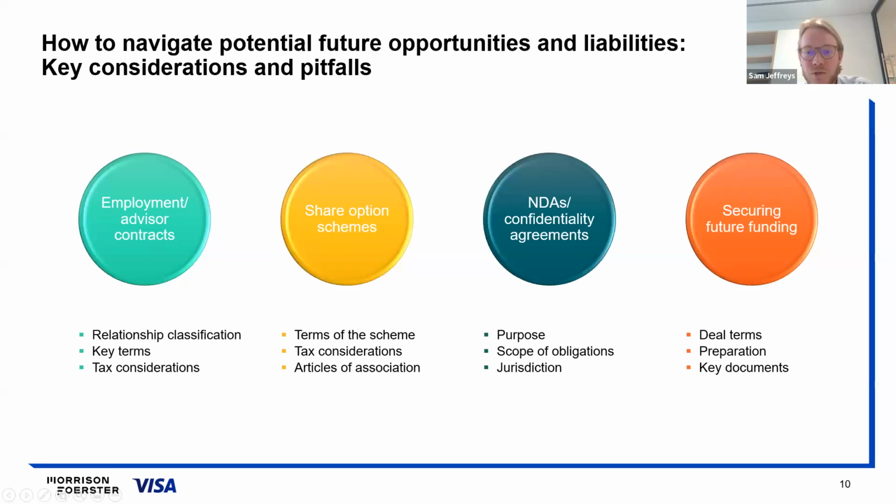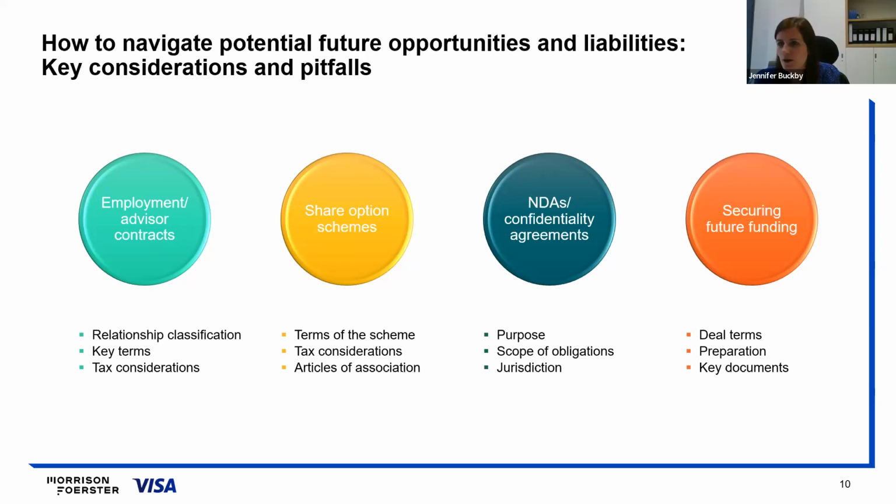And then onto the next slide, I think we're back to Jennifer, who's going to talk about the opportunities and liabilities. Great, thanks, Sam. So we're now moving on to the third legal consideration to keep in mind, and that's really how to navigate potential future opportunities and liabilities, and the key considerations and pitfalls in these four key things that you'll come across in your life cycle. Some of these probably earlier than others. So the first thing we wanted to touch upon was employment and advisor contracts and what you should be looking for and thinking about when you are putting those arrangements in place.